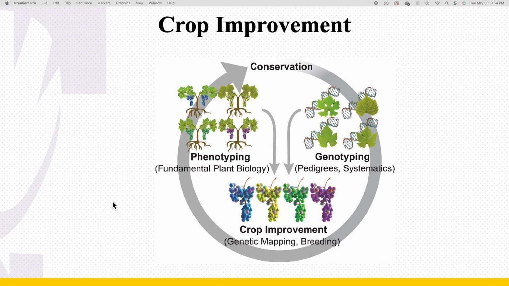So as we move forward, we're getting close to the end here. I want you to think about, there are a couple of things that go into this. You'll probably hear me say this multiple times soon: phenotyping and then genotyping. And ultimately, that is going to allow us to do crop improvement, maybe through genetic mapping or breeding. And so having an understanding of the genotypes and also the phenotype is going to help us improve these crops.